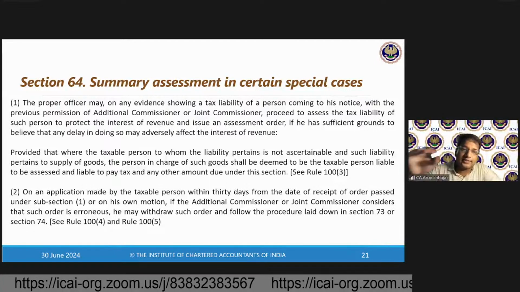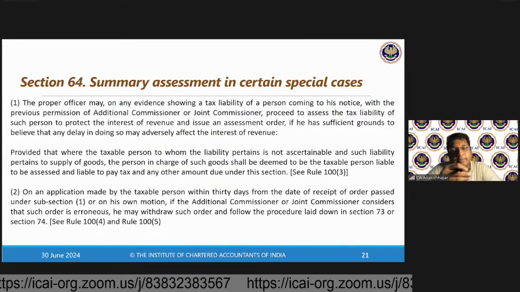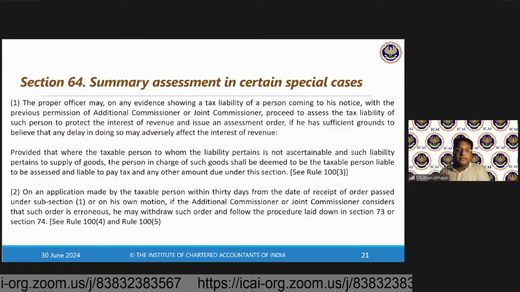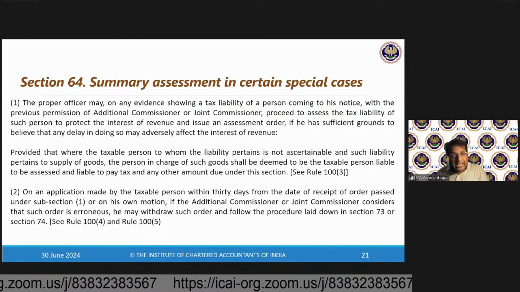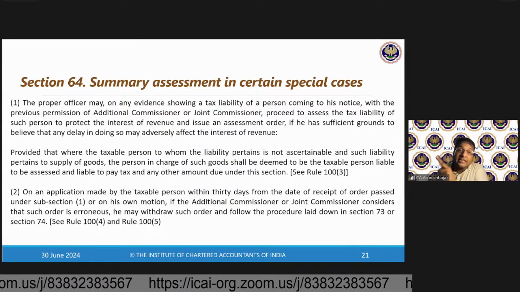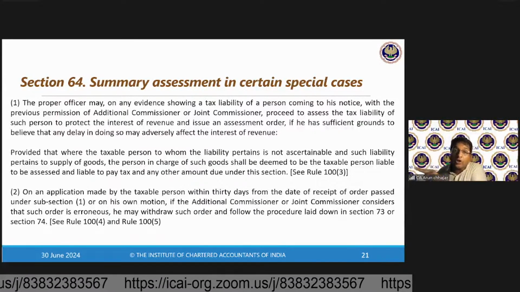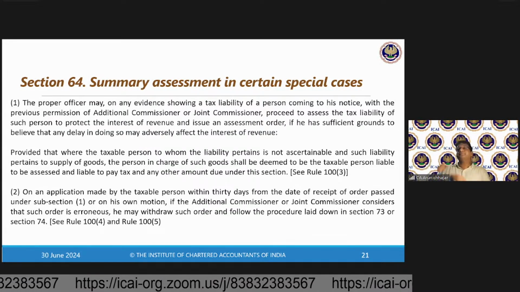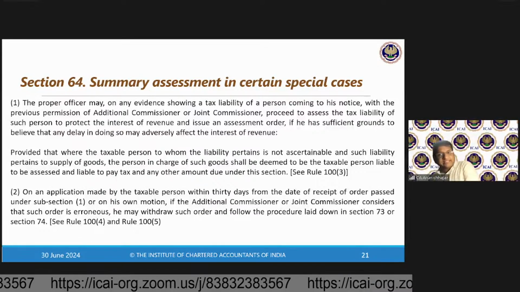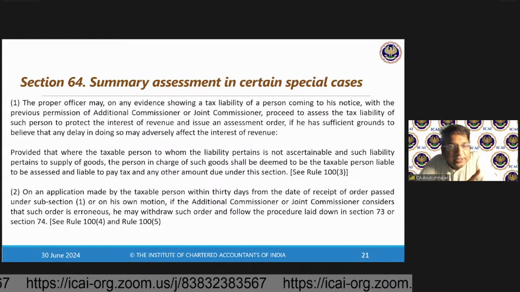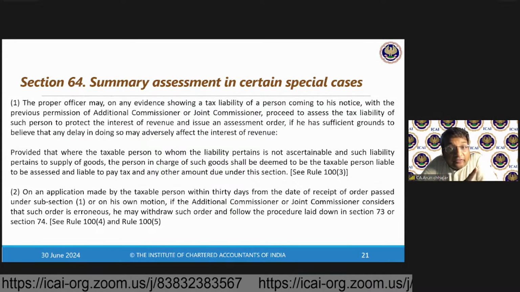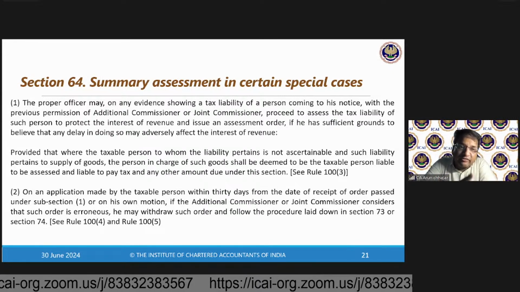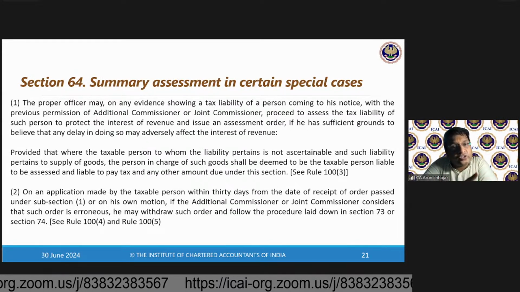Last is summary assessment. Summary assessment is nothing but the fast track assessment. What is the fast track assessment? If the officer feels that unnecessary delay in doing the assessment will hamper or will increase the loss of revenue. So normally we can say the time limit is 5 years for the assessment. But if the officer feels, after taking the permission from the joint commissioner or additional commissioner, he can initiate the assessment on a fast track basis to protect the revenue's interest.